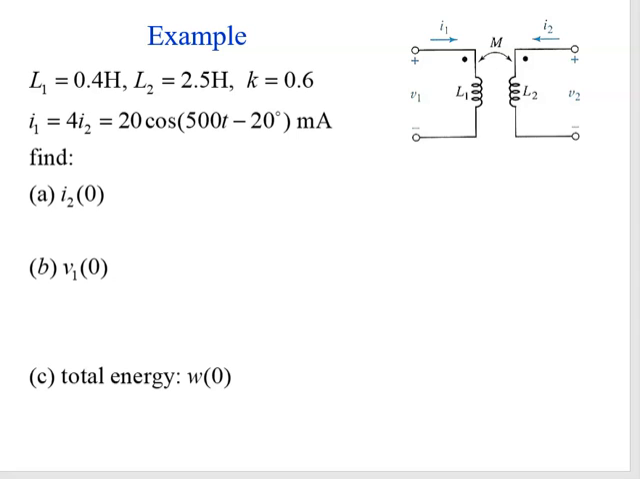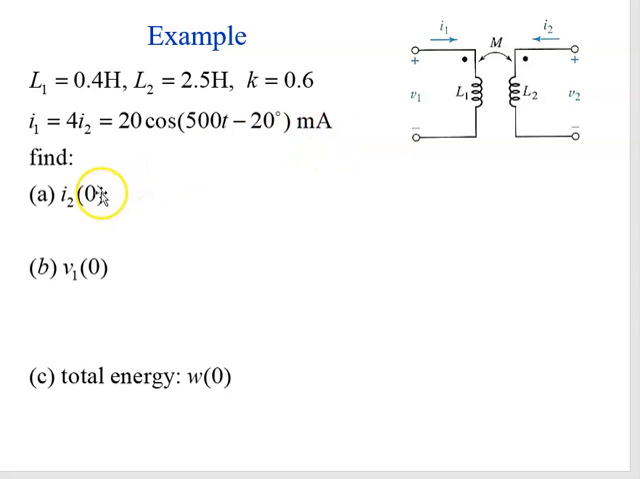So let's look at an example here. We have an example of two coupled coils, L1 and L2. We know their inductances. L1 is only 0.4 and L2 is 2.5 henries. So L2 is a factor of about 6 times greater than L1. We know that the current I1 is 4 times that of I2, and we know it specifically. It changes with time at a radian frequency of 500 radians per second. We're looking at a phase shift of 20 degrees and an amplitude of 20 milliamps.